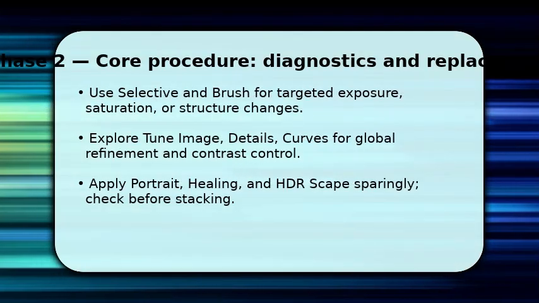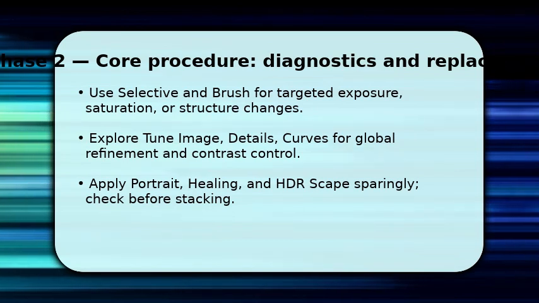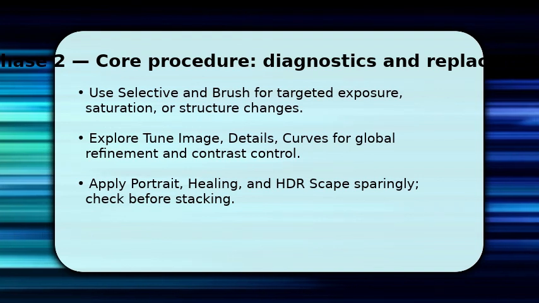Use selective to tweak brightness, contrast, saturation in specific zones. This isolates changes without flattening the whole picture. Once done, use the brush for fine exposure or warmth corrections and healing to remove distractions. Then apply tune image and curves for global tone refinement, because they set mood and dynamic range.